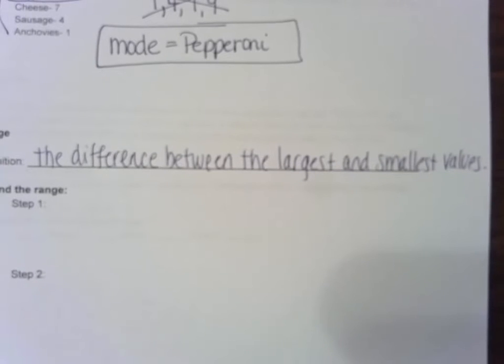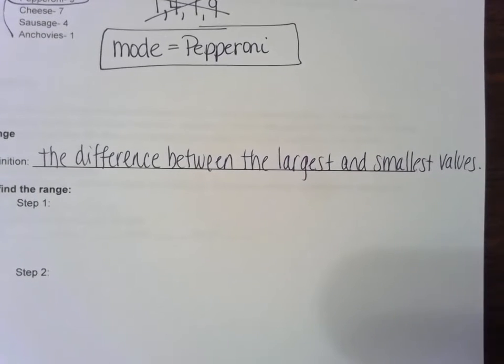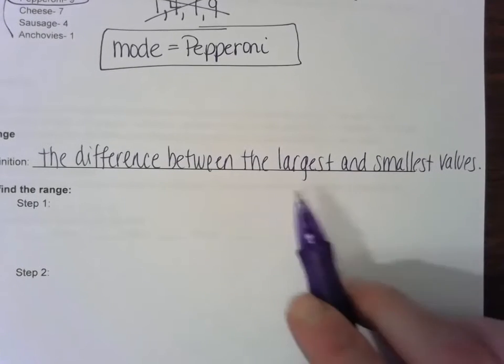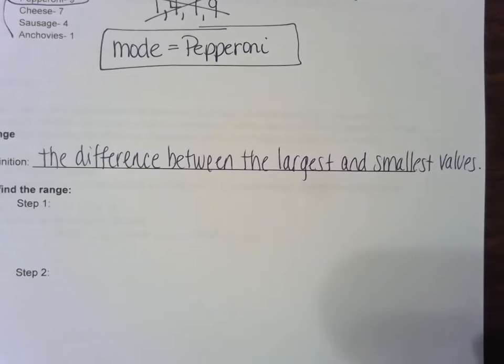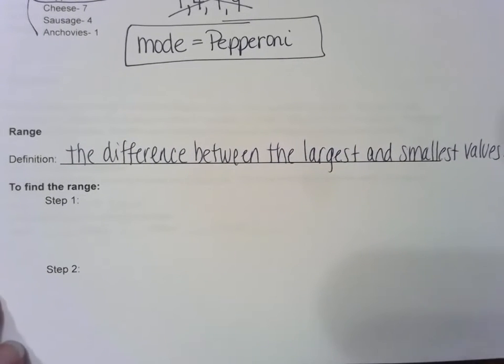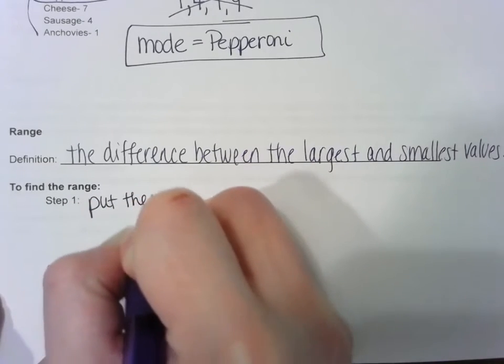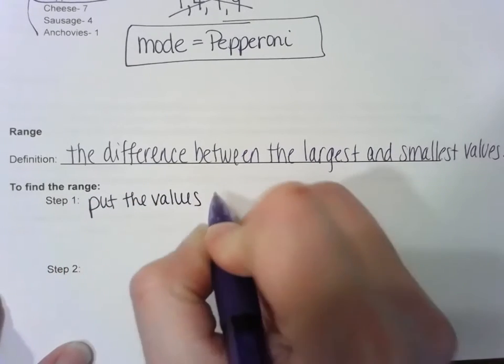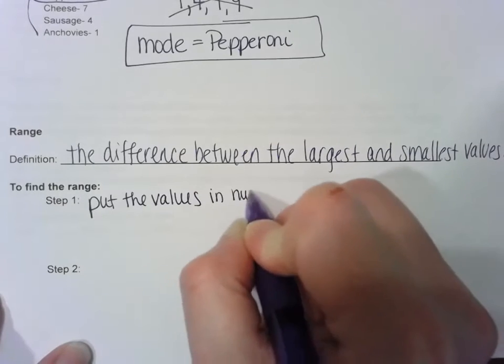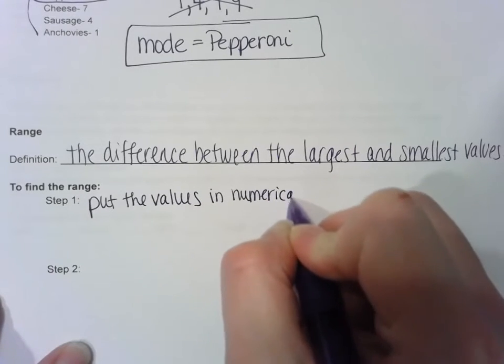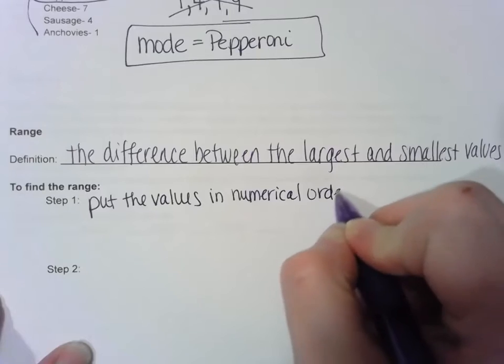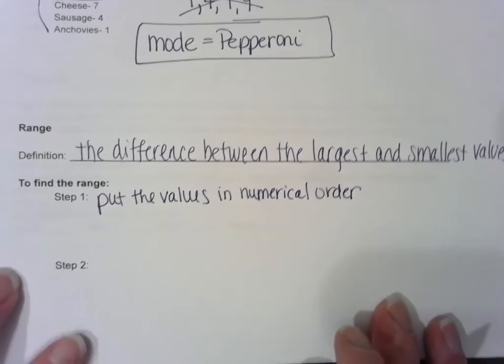So again, it's going to be extremely helpful for you to have the numbers in numeric order in order to easily identify the largest and the smallest. So, step 1, put the values in numeric order, numerical. We're seeing a pattern here.